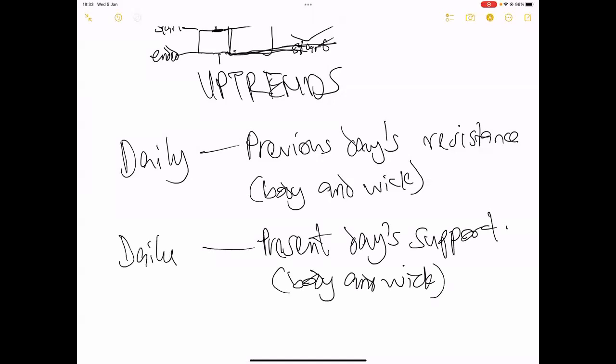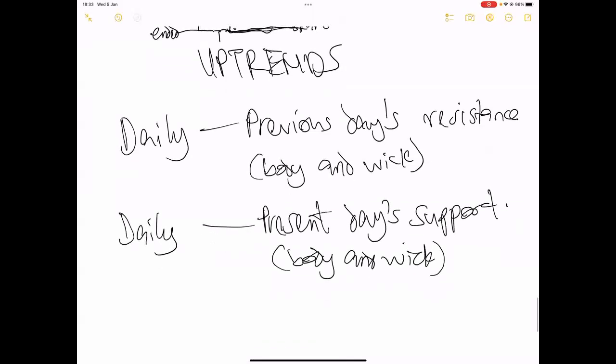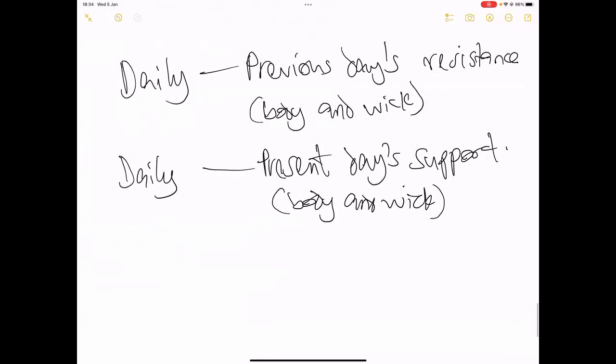Daily. These are the things you're going to chart for the daily: previous day's resistance, present day's support for daily. Then for 4 hours.